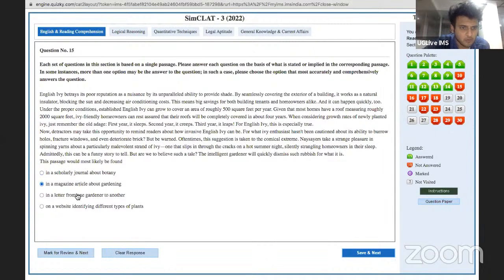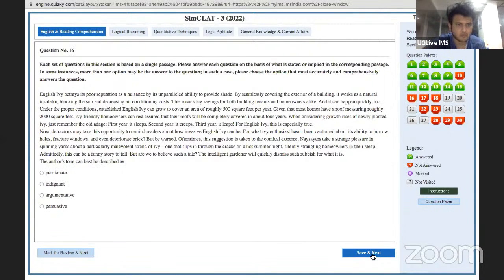Botany, gardening, that are from different types of plant. Botany or magazine article? Guys, what do you think? What would be? Passionate, persuasive.